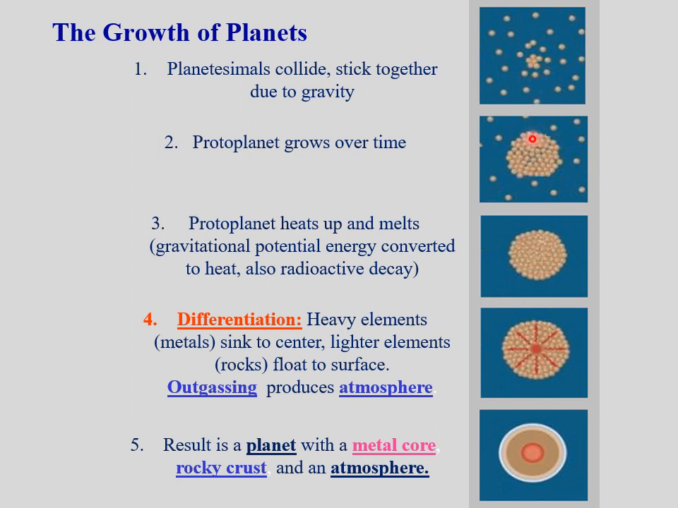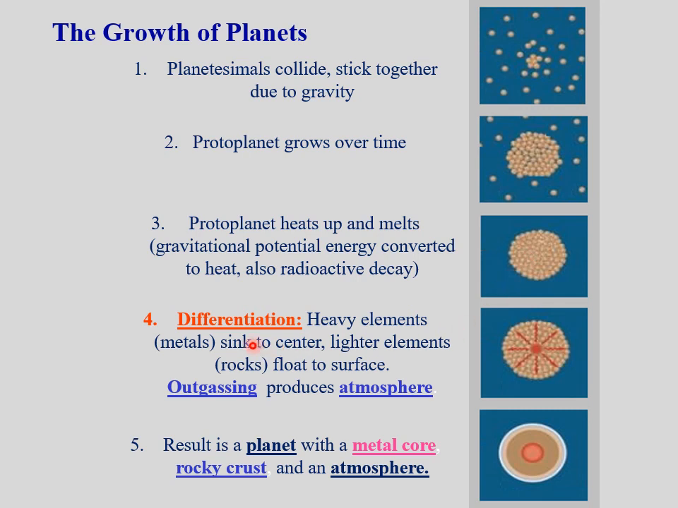So over time we end up with a protoplanet gaining more and more material, and as this material falls in, it heats up the protoplanet. Remember that there's potential energy for all of these rocks and boulders that are slamming into the newly forming protoplanet. So this is a tremendous amount of gravitational potential energy that is ultimately converted into heat, into thermal energy. In fact, there's so much heat that this protoplanet heats up and actually melts.